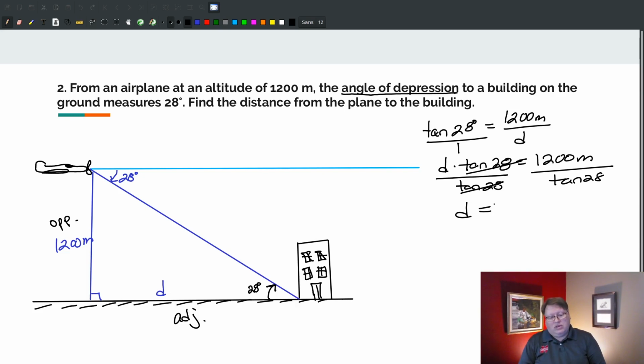So I'm going to turn it sideways. We're still in degree mode. Always double check that, guys. 1,200 divided by tangent of 28 is equal to, and I get a distance of 2,256.87.